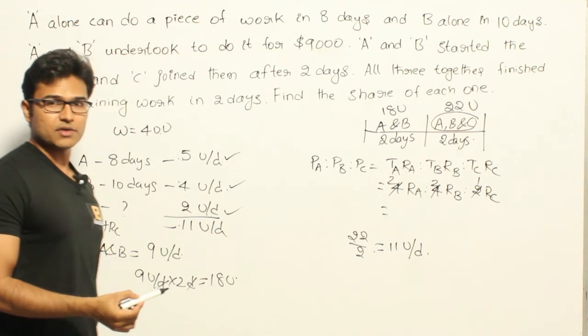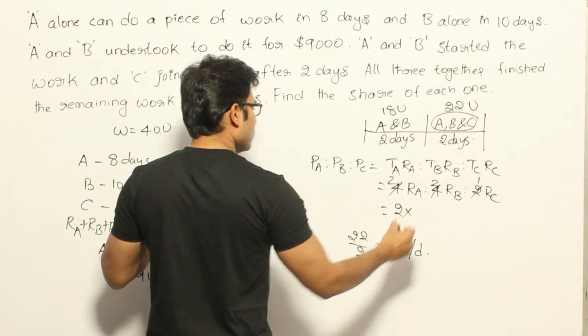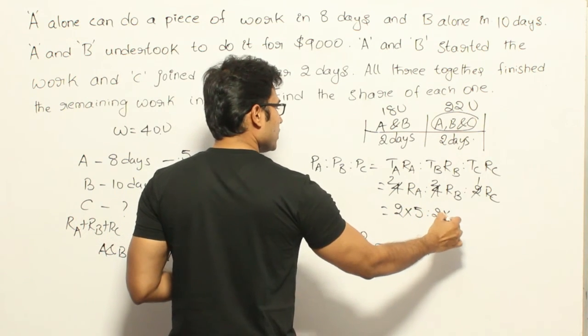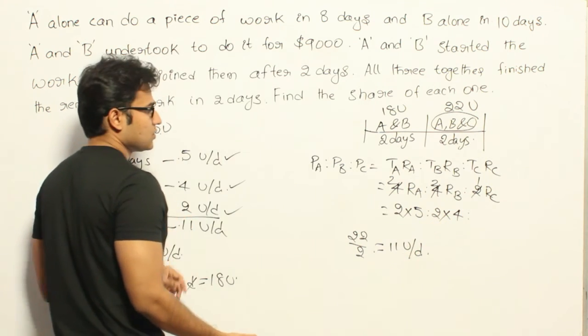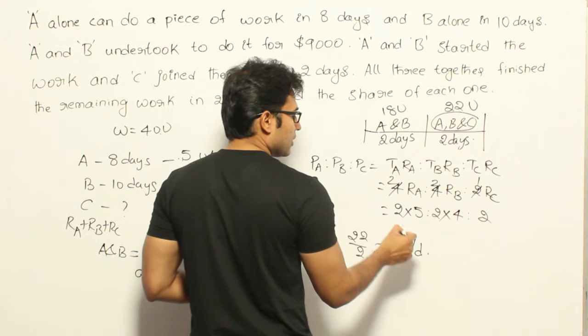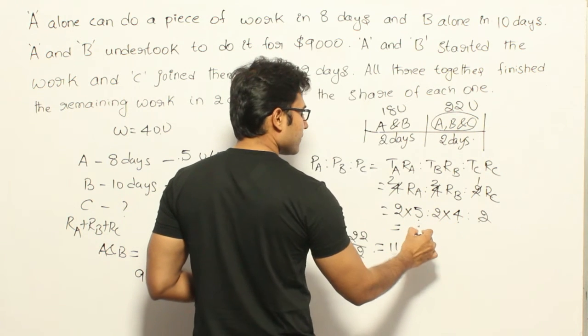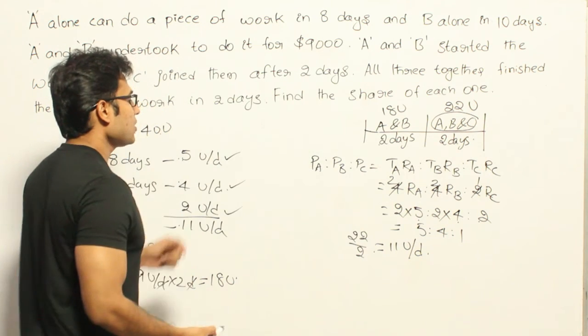Okay, now we got rate of A, rate of B and rate of C. It is right away substitution. So what should we do? 2 into rate of A, which is 5, is to 2 into rate of B, which is 4, is to rate of C, which is 2. Got it? Now what is it that we are going to get? 5 is to 4 is to 1, right?